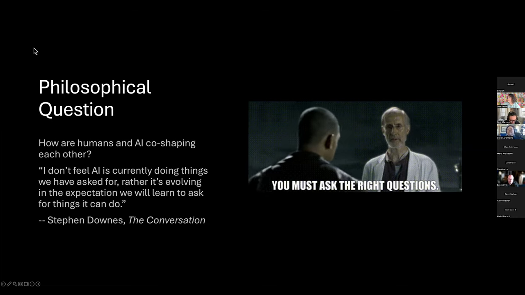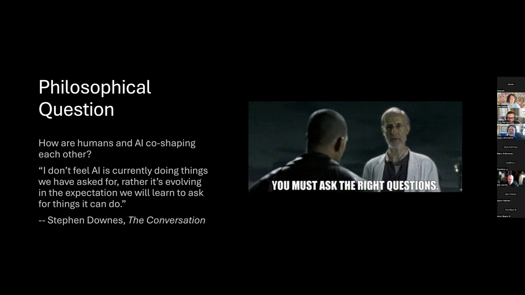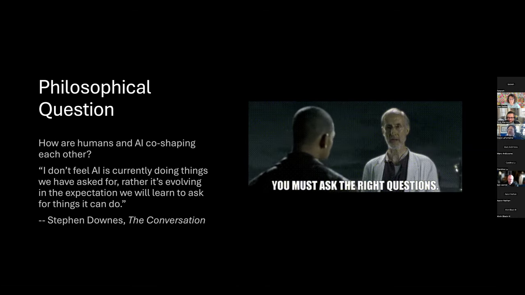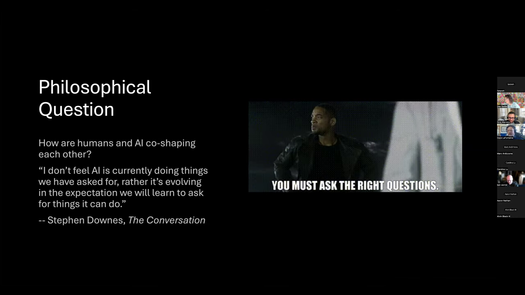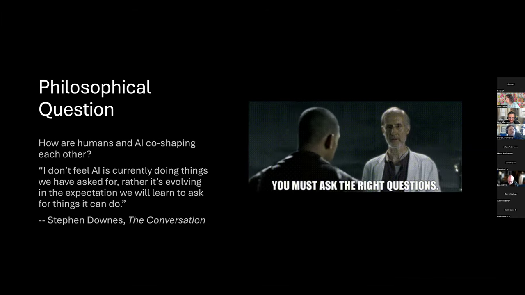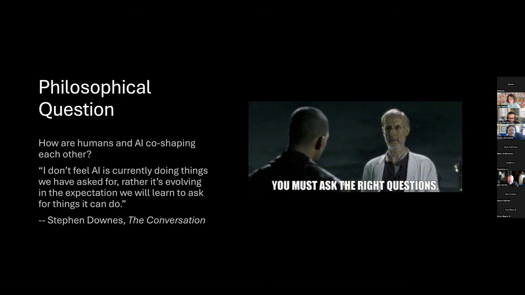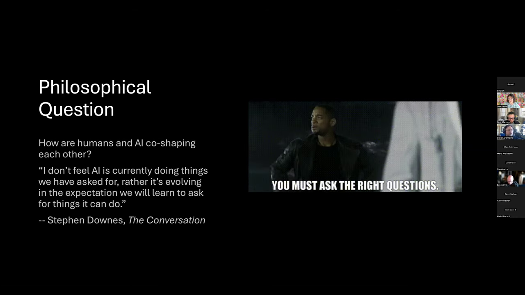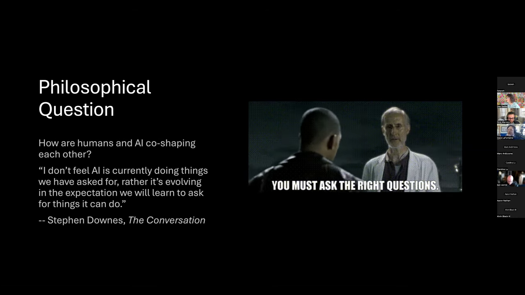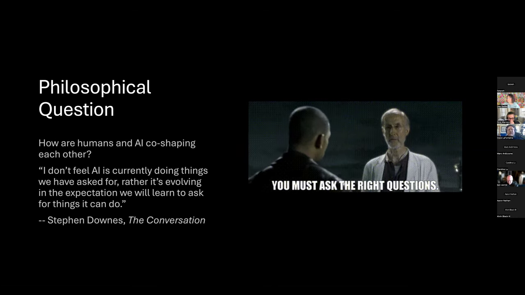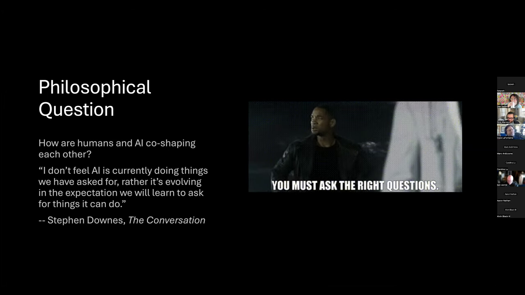The philosophical question, as we're building AI and as AI is responding to us, is that this is a machine that plays us. This quote here made me think that it's not really doing things we're asking for. It is changing itself in the expectation we're going to learn to ask for the things that AI can do. Wrap your head around that. And I'm using these little images from iRobot.